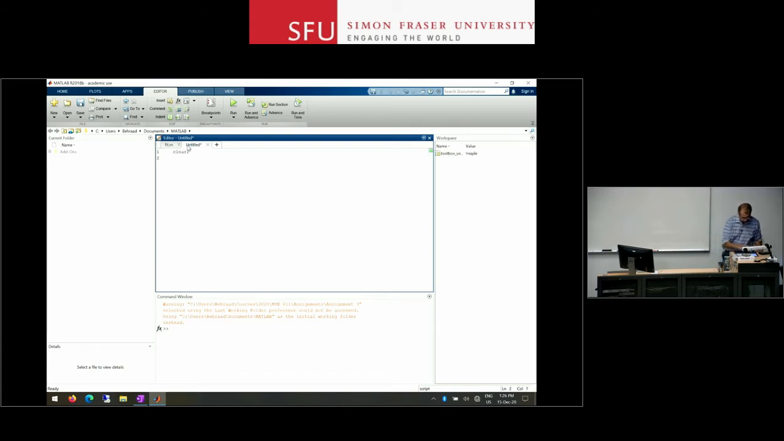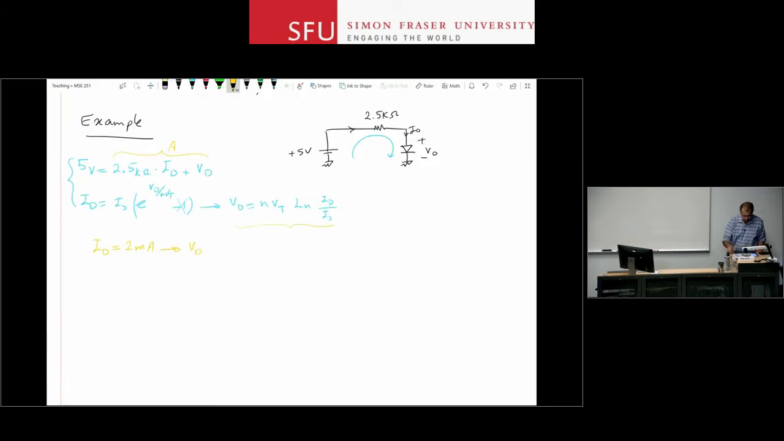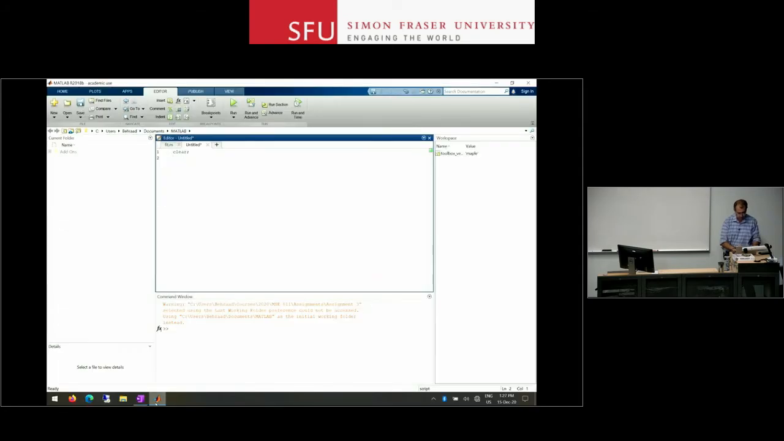For an initial value of 2 milliamp, we didn't talk about the values of N and IS. So let's assume that IS for this device is 1 nanoamp, as you have it in your slides, and N is 2. Okay? So going back to MATLAB, I can calculate VD.